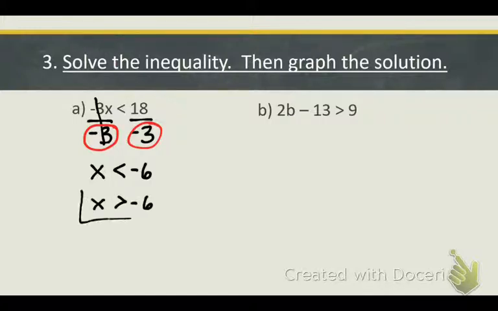X is greater than negative 6. Please double check what your instructions say. This says solve the inequality, which she just solved it for us. Now we have to graph the solution. So whenever we graph the solution, how many points are going to be on my line? 3. 3 of them. Okay, Sherelle, help me out.